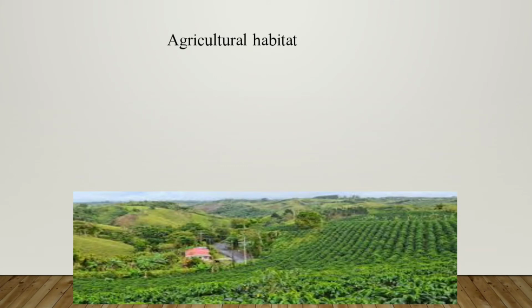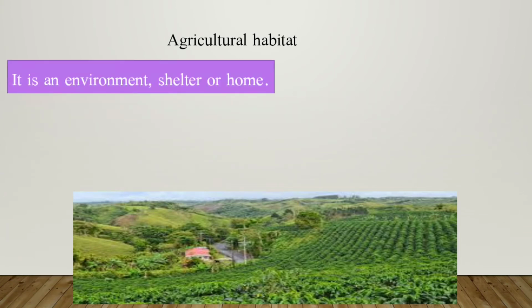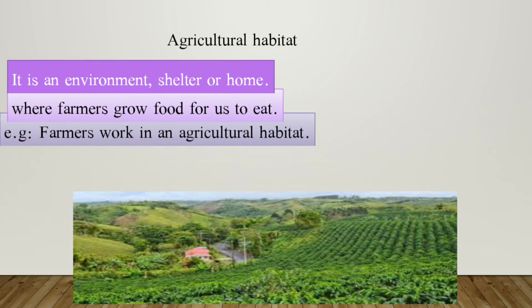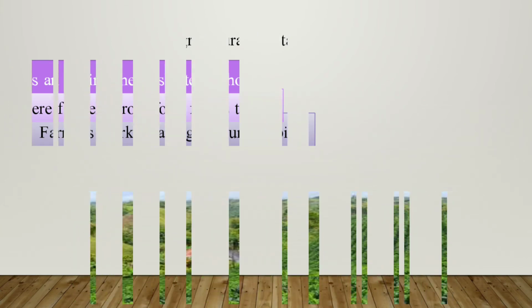Agricultural habitat. What is the meaning of the word habitat? Habitat means environment, home, or shelter. And agricultural habitat is an environment, shelter, or home where farmers grow food for us to eat. As for example, farmers work in an agricultural habitat.